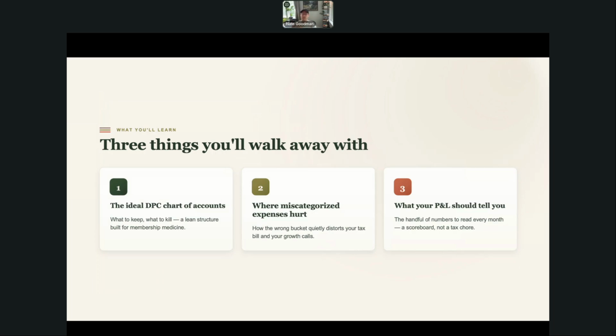Miscategorization of expenses can really hurt your decision making. It can affect your tax bill as well for what's deductible and what's not. And it also affects when you're deciding, are you going to grow or not? And then the third is what your P&L should tell you. I just want to walk through the handful of numbers every month that you could put on a scoreboard. This isn't a tax chore. This is just like a monthly owner's checkup of how they could properly read their numbers.